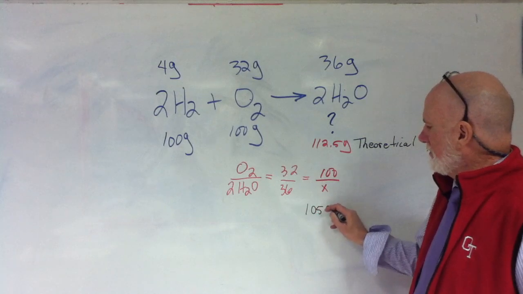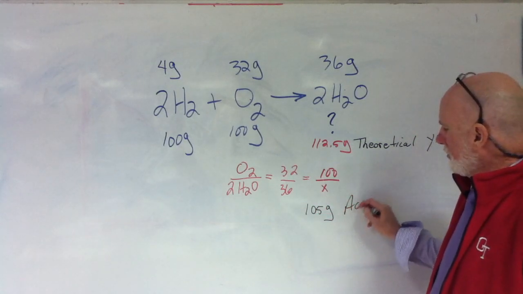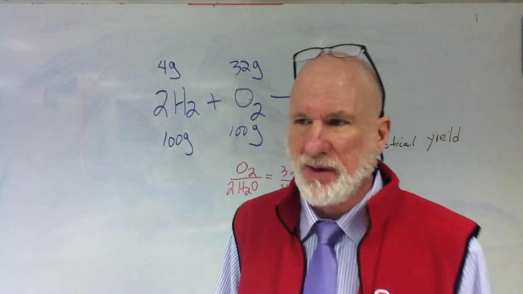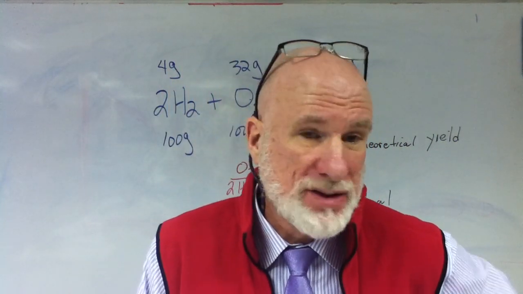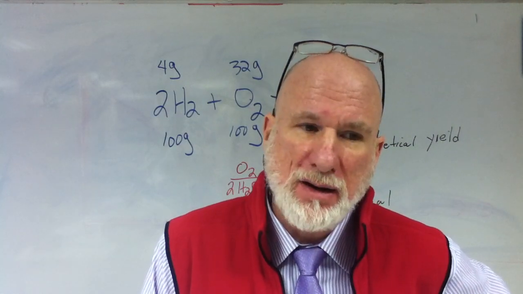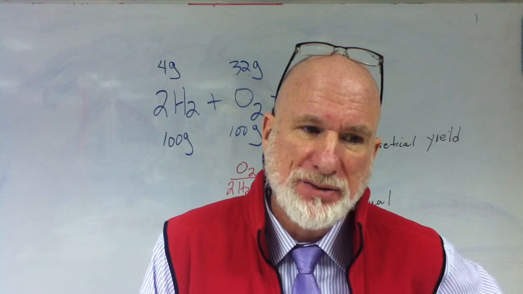Is that what I said? That's actually what I get. That's called the actual yield, 105 grams. What would be the percent yield? Obviously, it would be what? Percent error? No, not the percent error, the percent yield. What do you think?